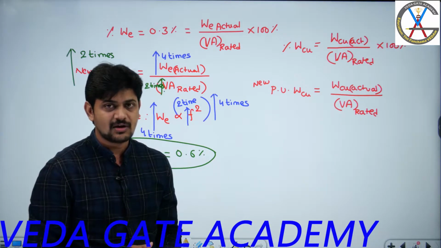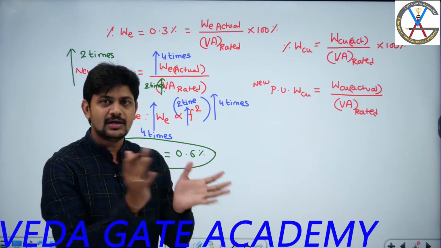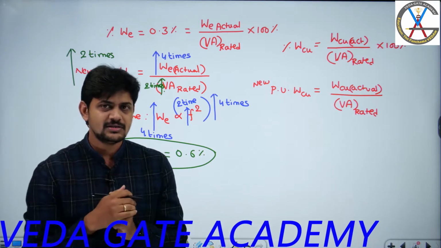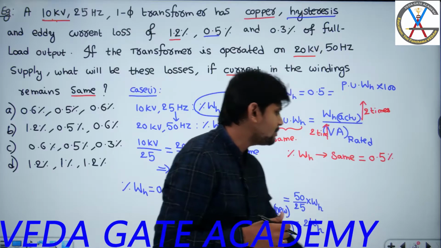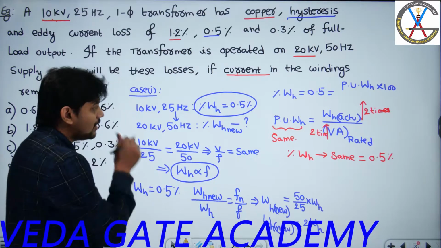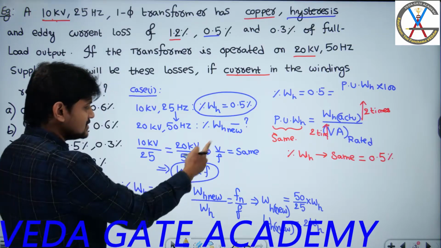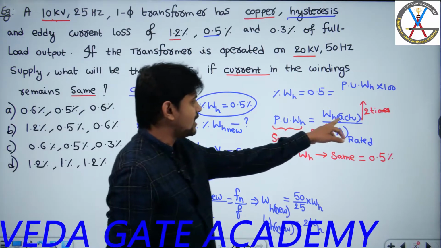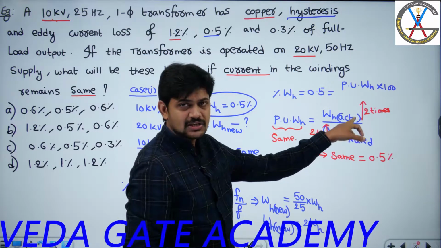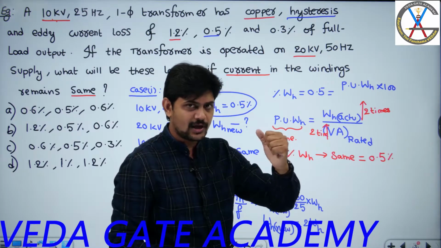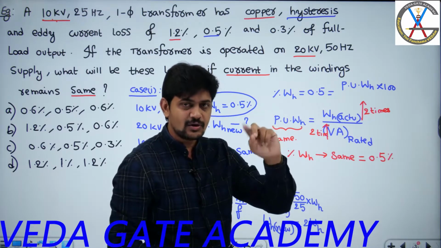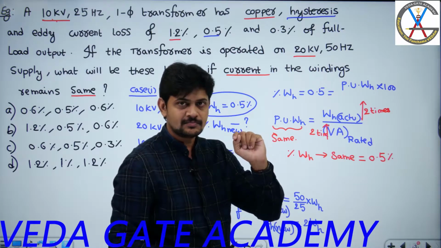Copper losses, actual copper losses from original condition to new condition. Is there any change in the copper losses? There is no change in the copper losses. Why? Because previously, if you see hysteresis losses actual values, the new value of hysteresis losses is increased by twice, and eddy current losses are increased by 4 times because there is a change in the voltage and frequency.